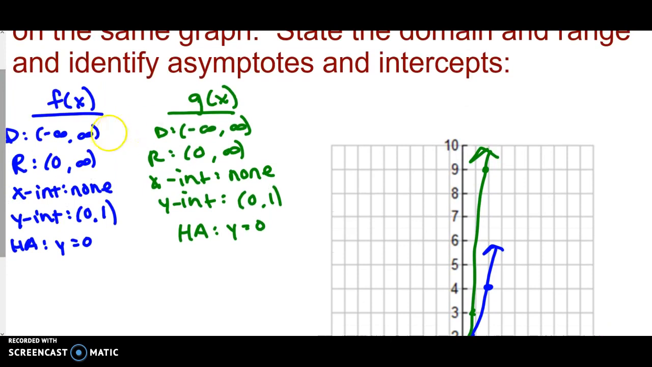So you'll notice that both of them have the same domain, same range. Neither of them have x-intercepts because there's an asymptote there. They have the same y-intercept, and then they both have the same horizontal asymptote. So just some things to ponder as we move forward.